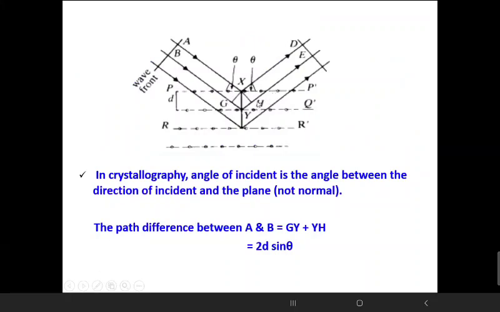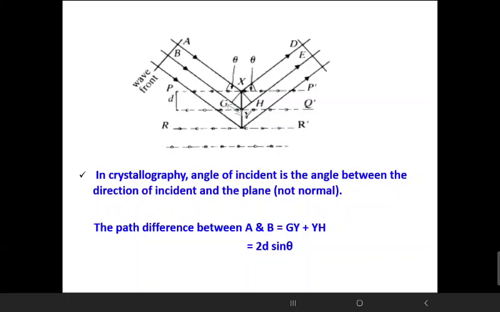So here you can see from this diagram, these are the parallel planes P, Q, R. These are the locations of the atoms. Here the angle of incidence is equal to the angle of reflection. And see the path difference. What is the path difference here? You have to consider A, B, D, E. This is the path difference.